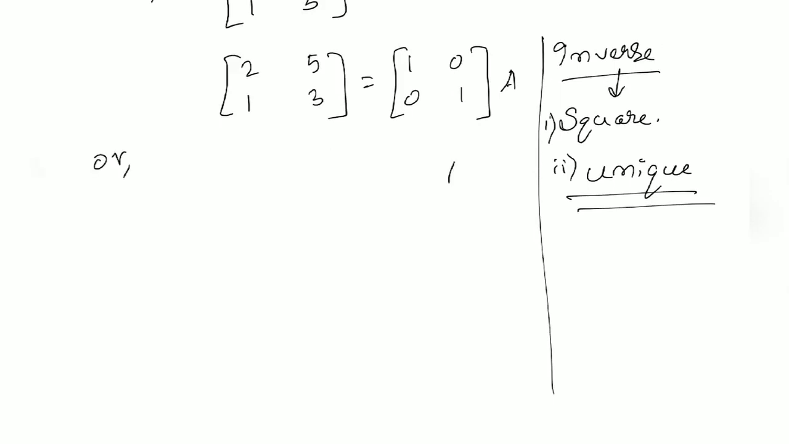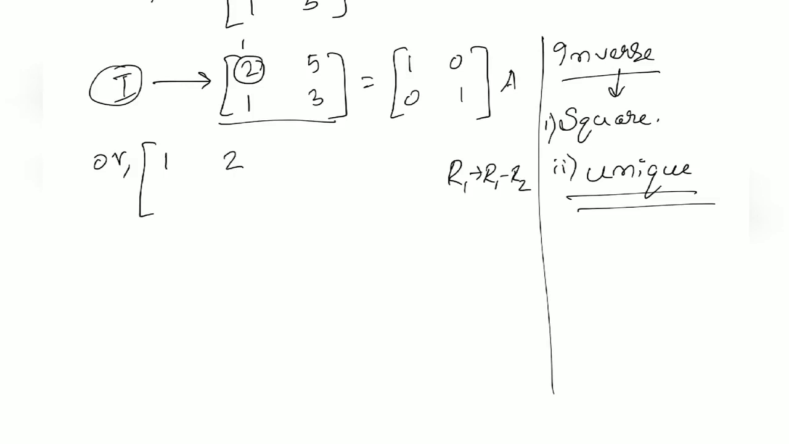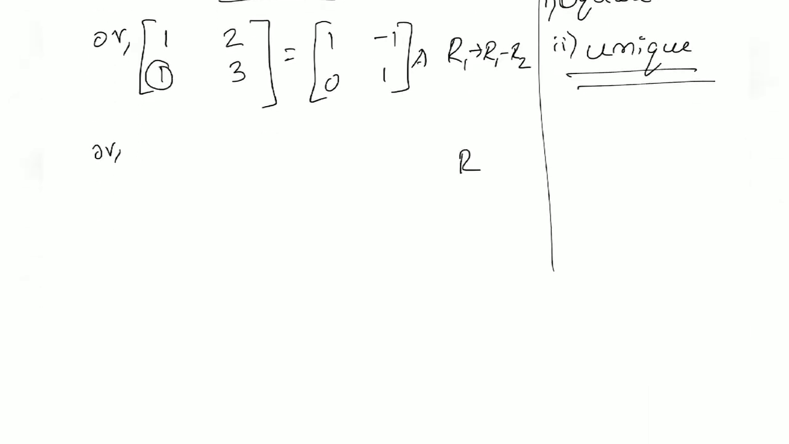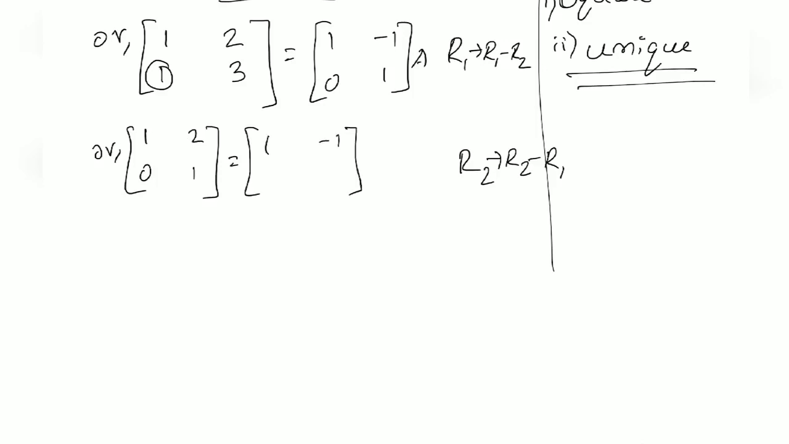Now here we will apply an elementary operation which is R1 changed to R1 minus R2. So 2 minus 1. Now the main motive is to convert this matrix into I, as written over with an arrow sign. We do this operation and we get 1 minus 1, 0 1, A. Fine. Now we have to remember, we have to convert this LHS matrix into the identity matrix. So the R1 C1 element is 1. We need to convert the other element into 0. So we are applying R2 changed to R2 minus R1.